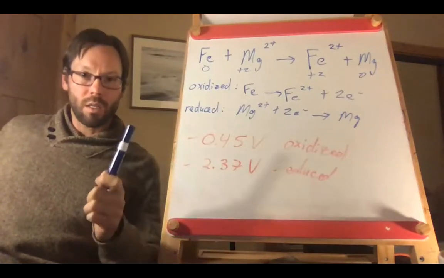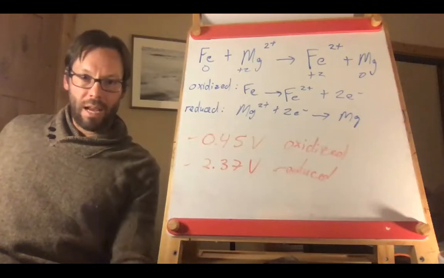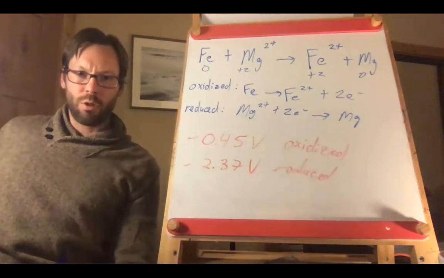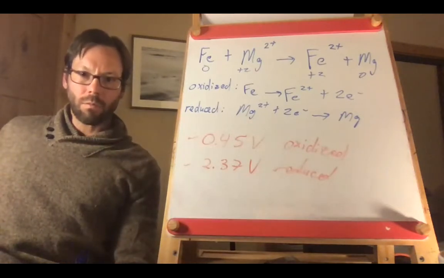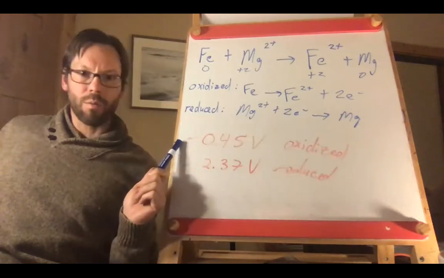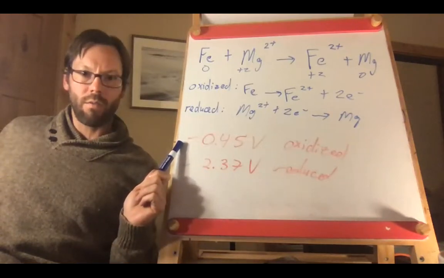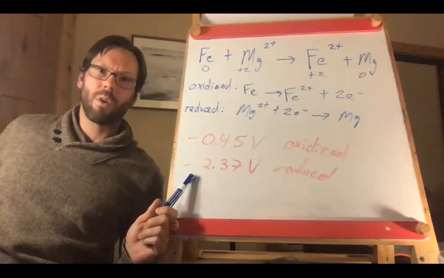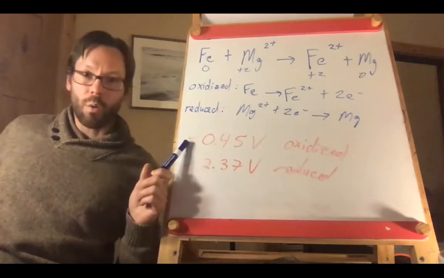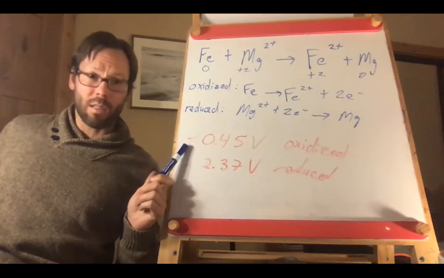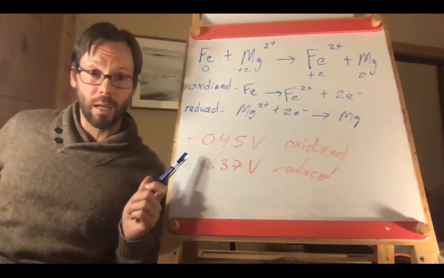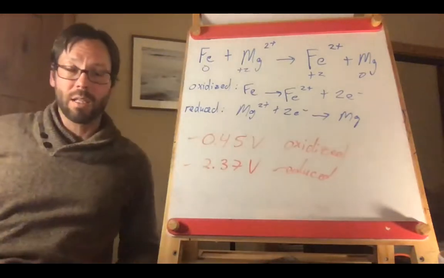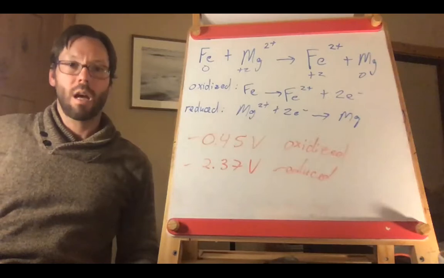Now, what is the direction that the electrons flow? From the anode to the cathode. What's the anode? The oxidized reaction. What's the cathode? The reduced reaction. Are electrons going to go from something that's -0.45 to something that's more negative? No, that's not going to be spontaneous, right? It's going to want to go from something that's negative to something that's positive, or something that's at least less negative. So is this reaction spontaneous? Nay, it is non-spontaneous.